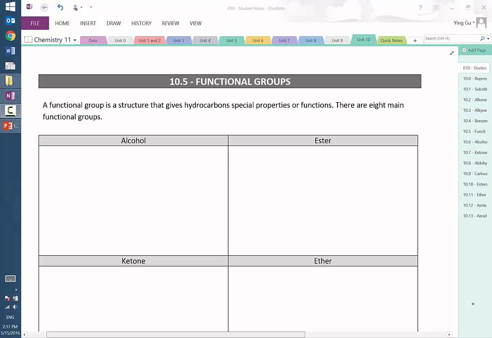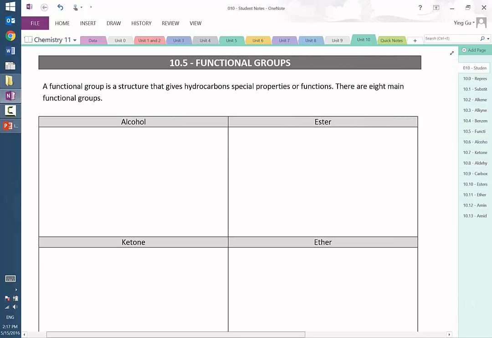A functional group is a feature or a particular structure on an organic compound that gives that compound a special characteristic or some sort of special property. In Chemistry 11, we go over the 8 main functional groups in organic chemistry, and you will be expected to memorize and recognize all 8 types.